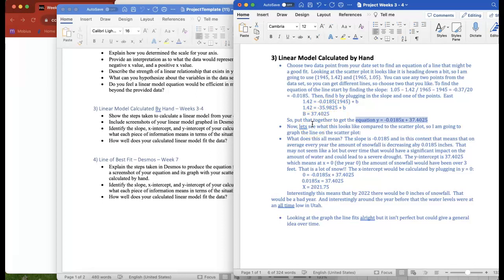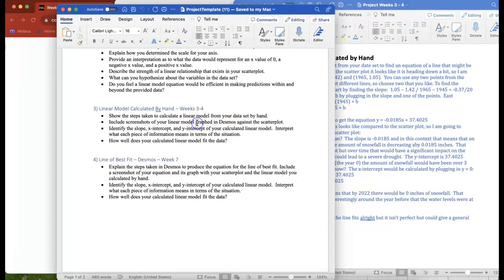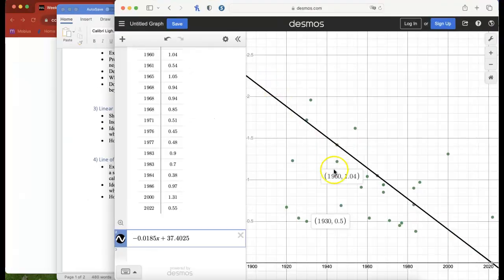Then the next bullet point asks us to include a screenshot of your linear model graphed in Desmos. So it wants the line. So I went ahead and I have my data set, and then I added my equation of a line. I've noticed a couple of people, when they're graphing in Desmos, start putting numbers in for x. You have to leave x. So put your slope and put your y-intercept in. That's how you will get the correct line.